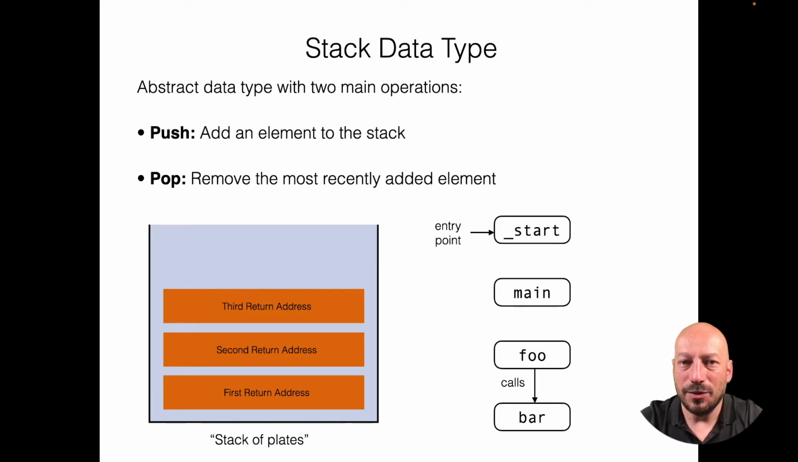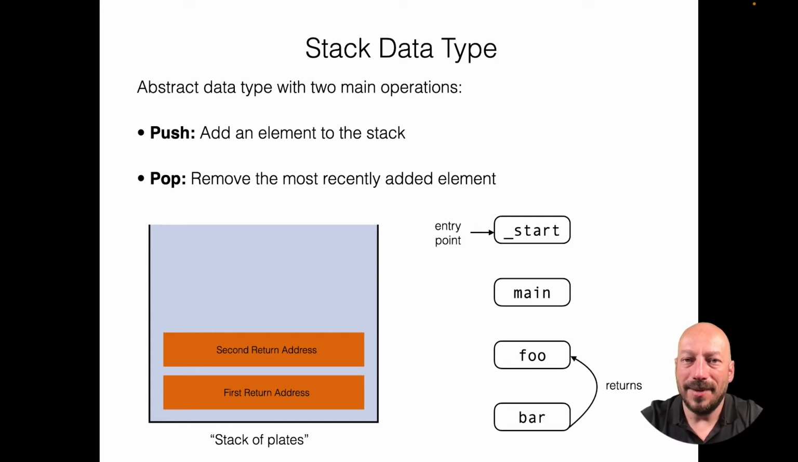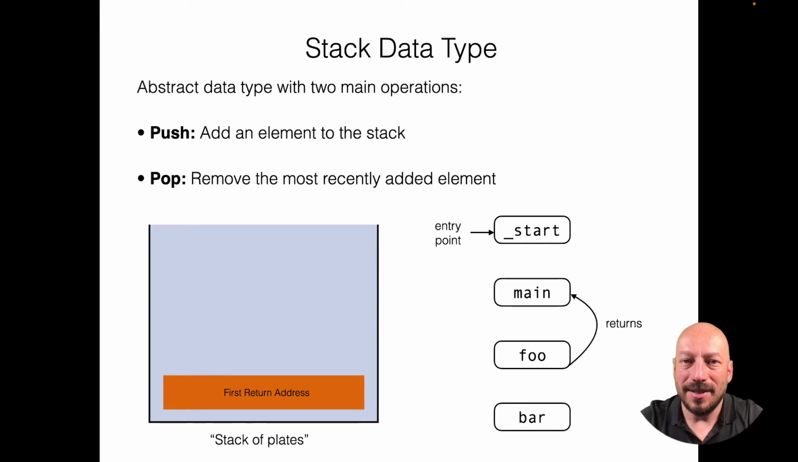And then function bar will return. That means it takes from the top of the stack the return address and jumps back. And then also function foo returns, and so on. And that means in the end, the stack is again empty, and we're back in this function start at the return address, and then we will just halt the program.